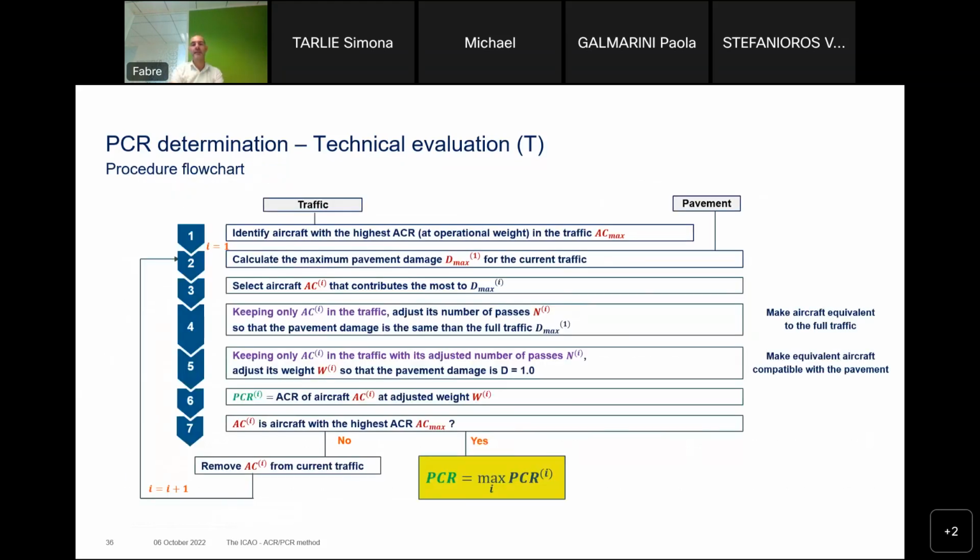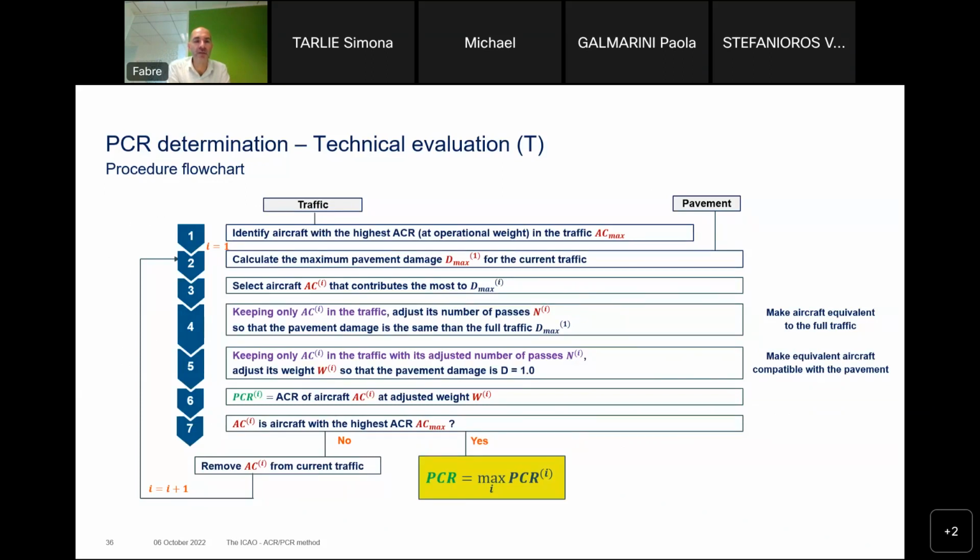So I will take some time for this slide, because this is the flowchart for the PCR assignment as described in the ADM part 3. So the two input data, which are the traffic data and the pavement data, I will not come back on that. I already spoke about it earlier, but I start with the first step of the procedure.